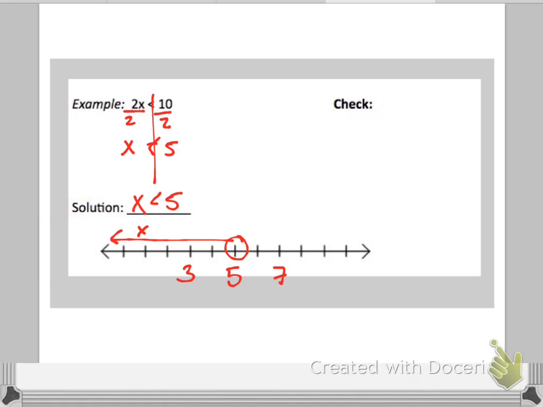Check. Let's rewrite. 2x is less than 10. Substitute in a value that's been graphed. Let's substitute in 4. That is less than 5. 2 times 4 is less than 10. 2 times 4 is 8. 8 is less than 10. It checks. So our solution is correct.